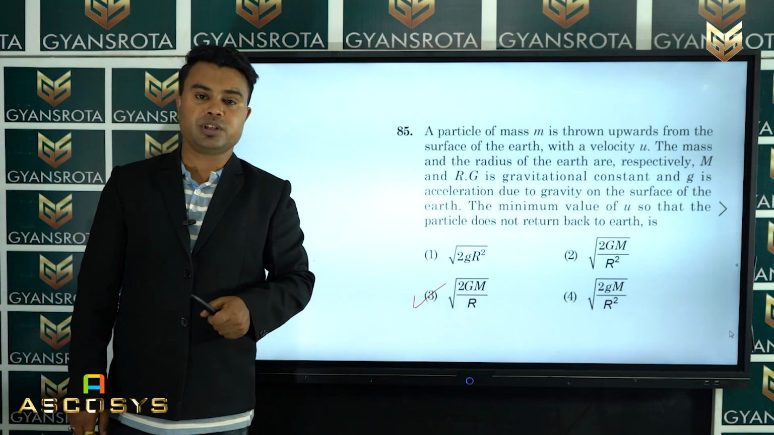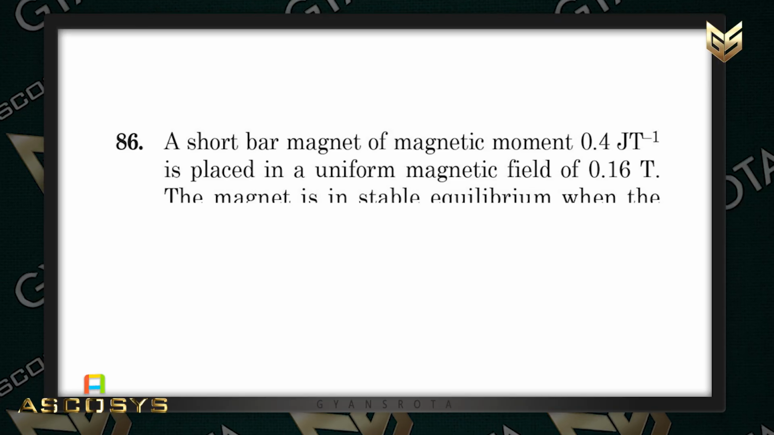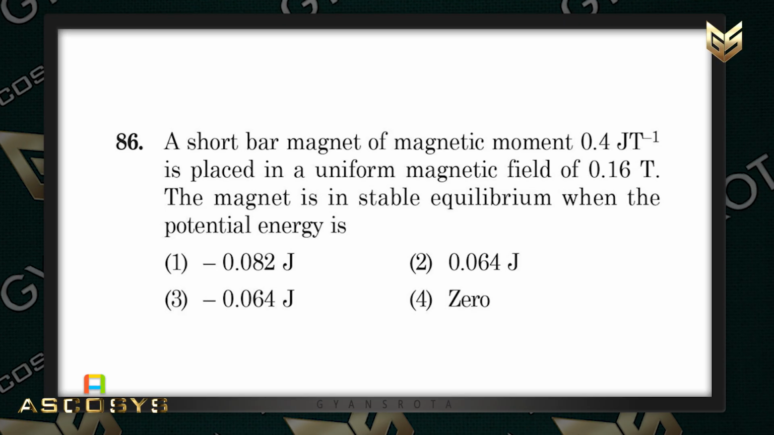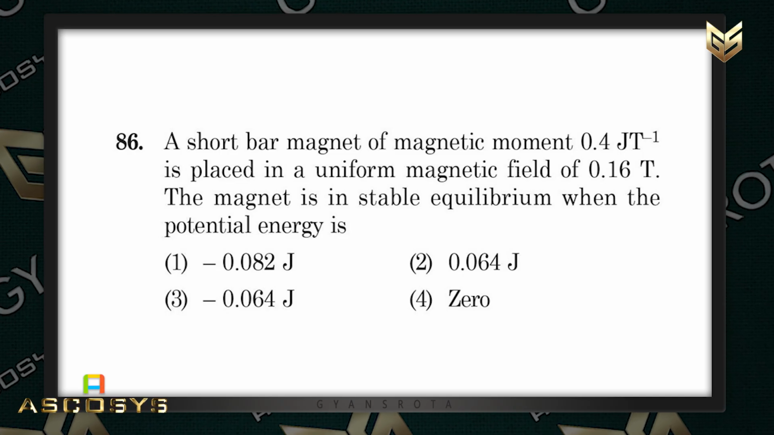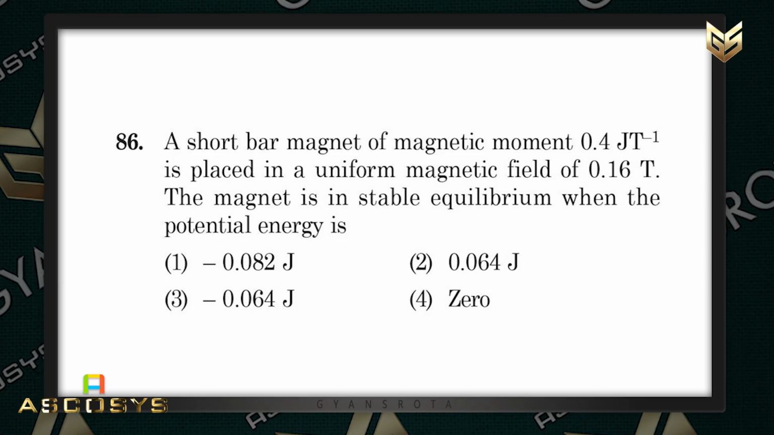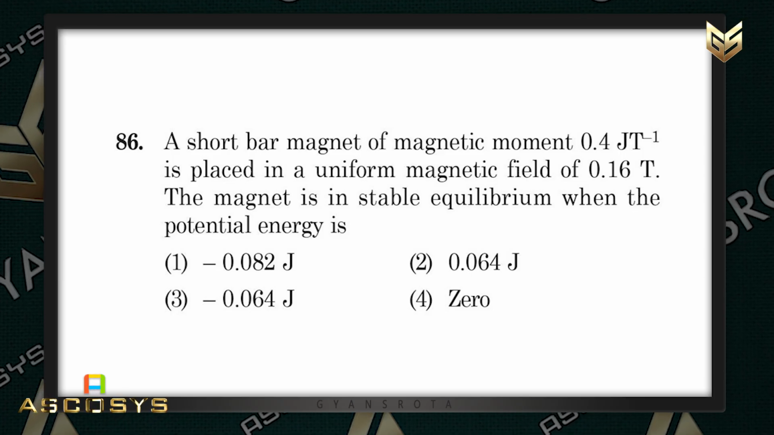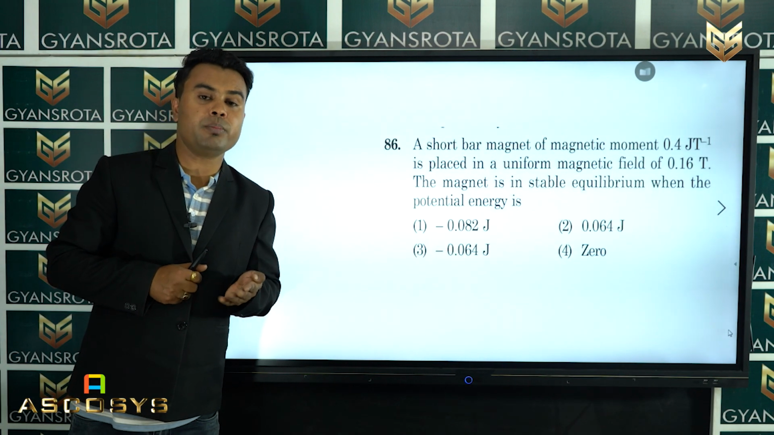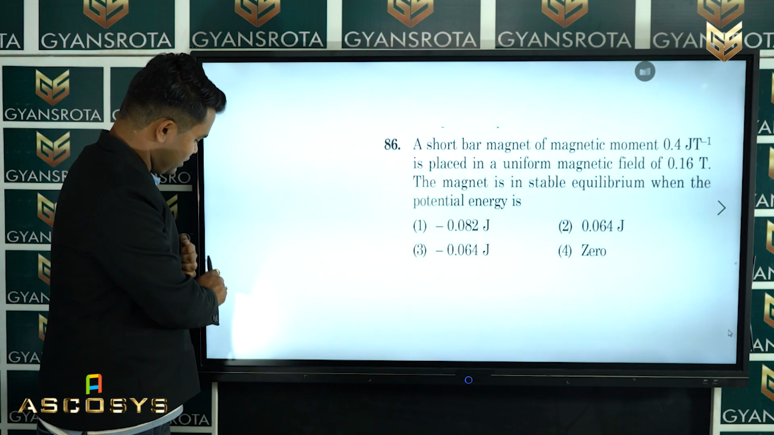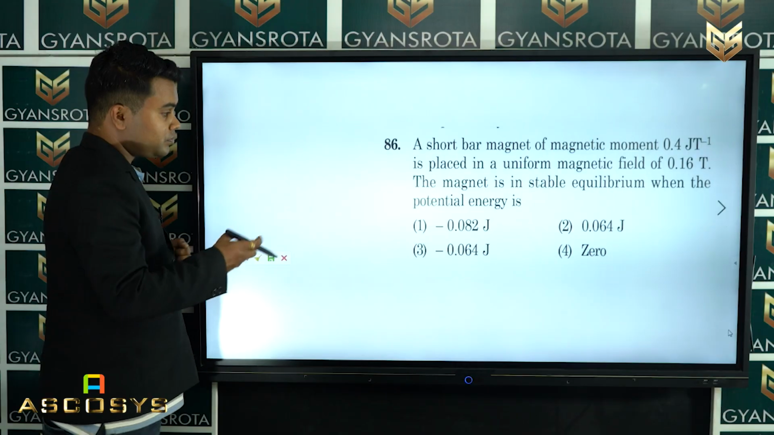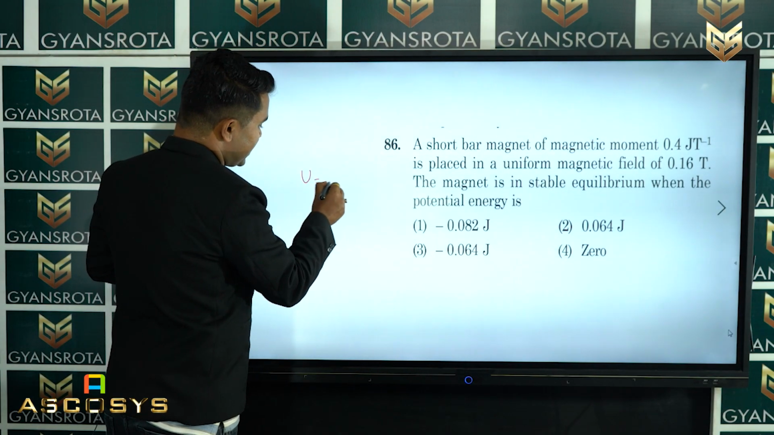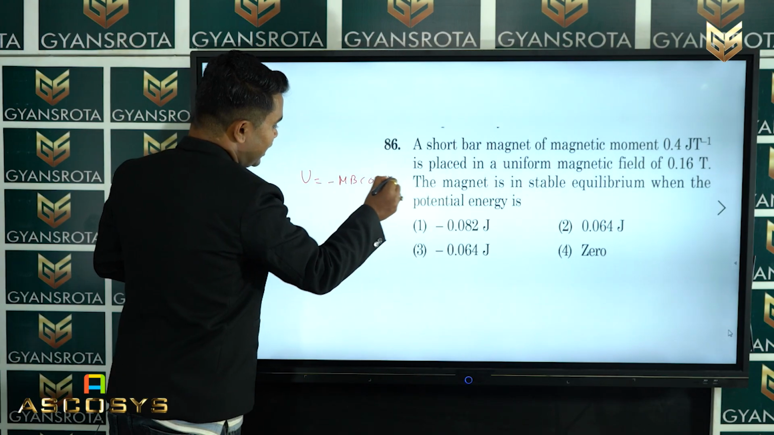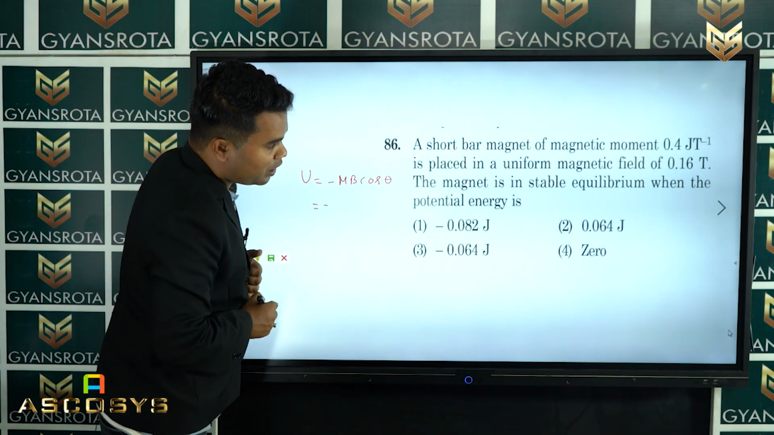Now let us move to the next question, that is question number 86. A short bar magnet of magnetic moment 0.4 joule per Tesla is placed in a uniform magnetic field of 0.16 Tesla. Remember, the magnet is in stable equilibrium. When it is in stable equilibrium, it means the angle between the magnetic field and the magnetic moment will be how much? 0 degree. Please see the videos nicely. So, potential energy can be written as minus m b cos of theta. Your m is the magnetic moment. It is given to be how much?